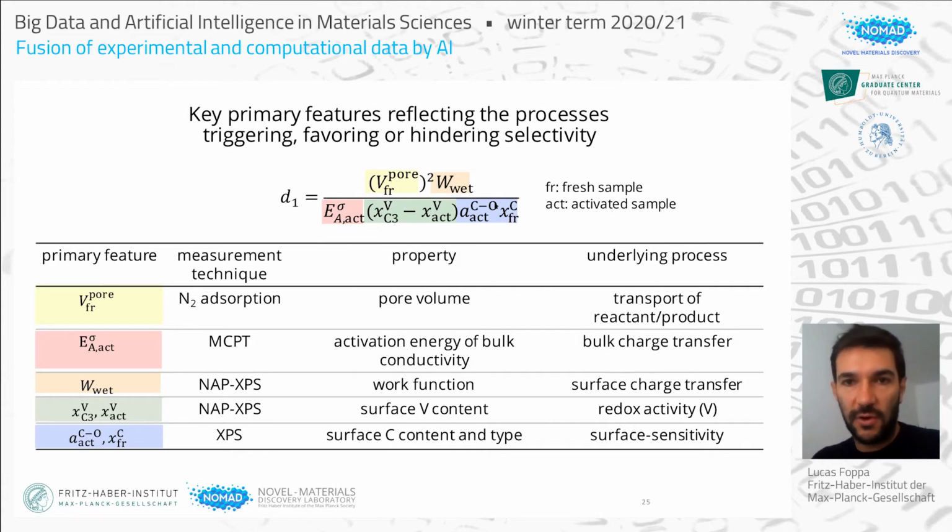And finally, we have here other properties that were measured by laboratory XPS, which relate to surface carbon content and type. And these can be related to some kind of surface sensitivity, so what is happening, the type of surface sites that are needed for this reaction to happen. So this is how we can get some understanding from this descriptor, not only the map, but also the underlying processes.